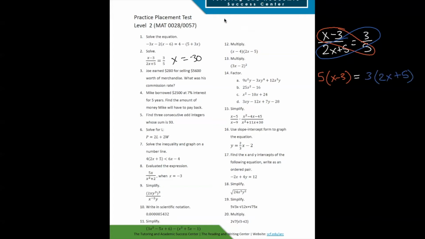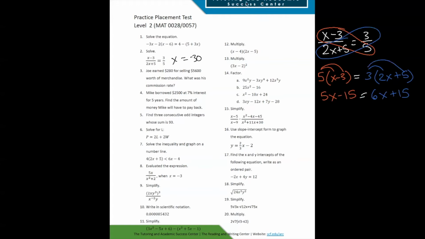It's really important to think of the x minus 3 as one group and the 2x plus 5 as one group. So really what you're saying is 5 times x minus 3 as a group, and then 3 times 2x plus 5 as a group. The reason this is so important is because we're going to have to distribute. So the 5 times x becomes 5x, and the 5 times negative 3 becomes negative 15. On the right-hand side, I'm going to distribute the 3, and it's going to become 3 times 2x is 6x, and 3 times 5 is 15.